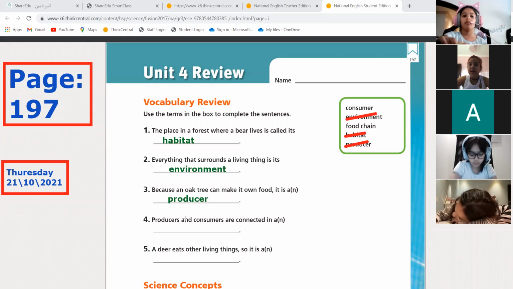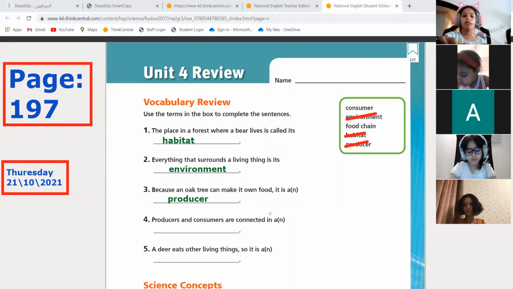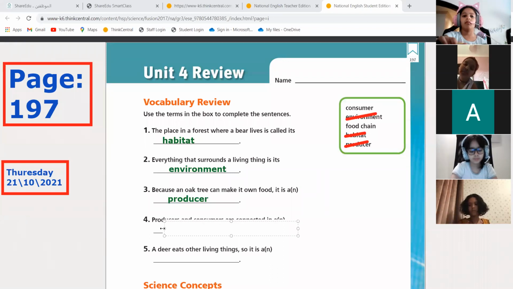Hi, Batul. Can you do number 4 with me? Okay. Producers and consumers are connected in a food chain. Exactly. Where can you find a producer and a consumer together? You can find them in a food chain.